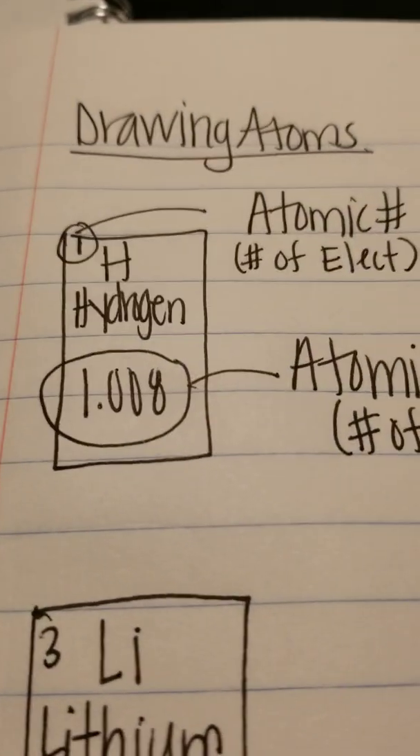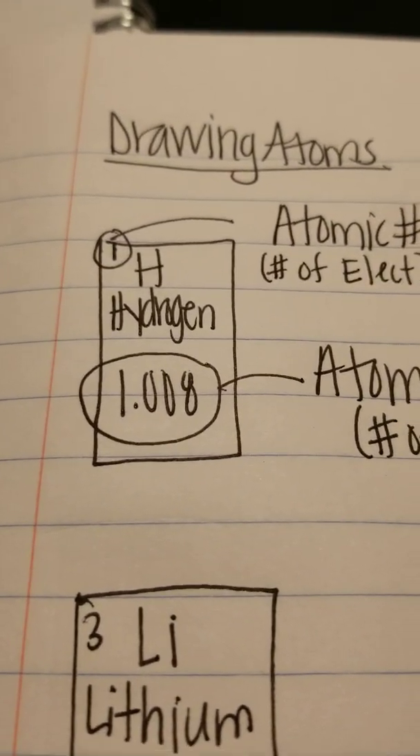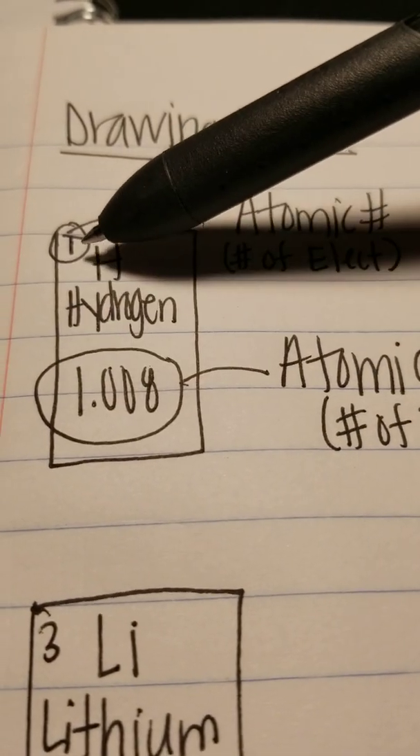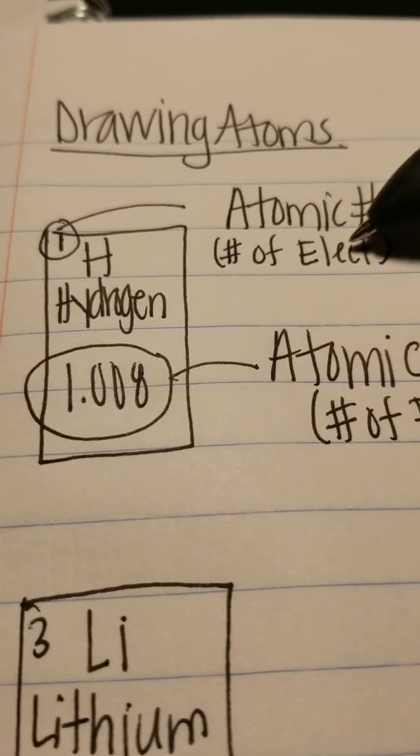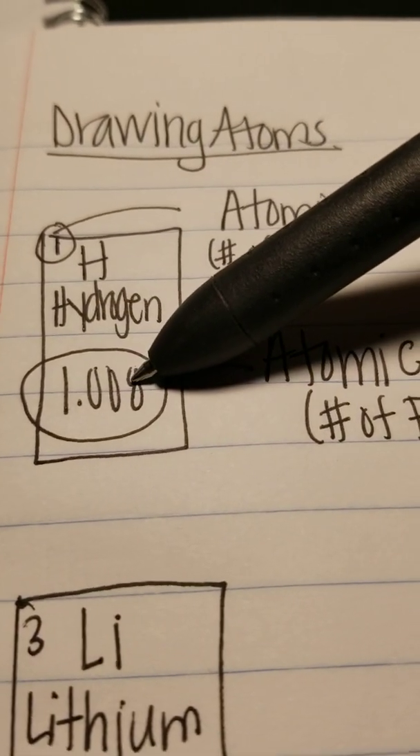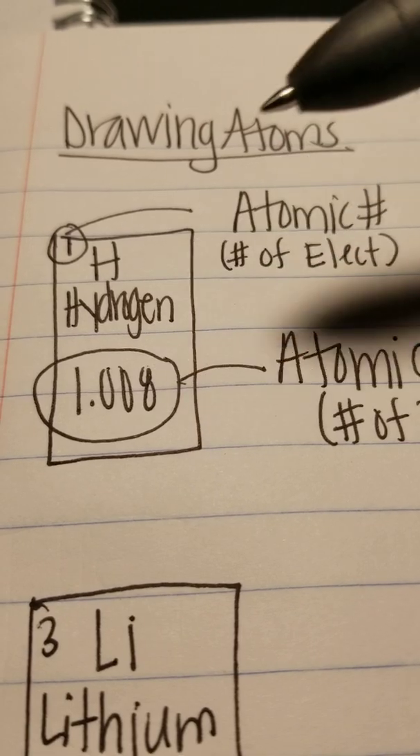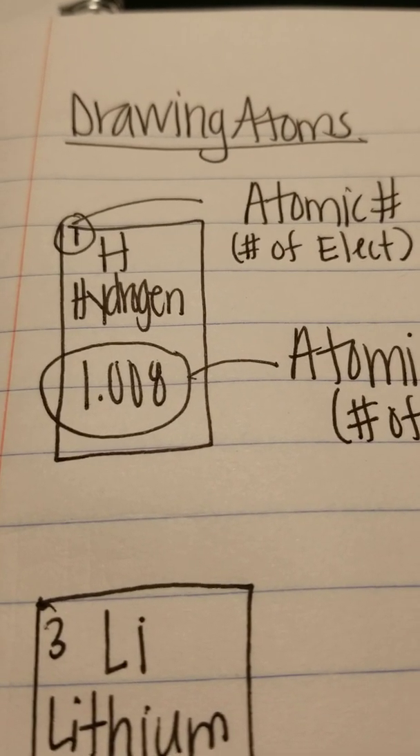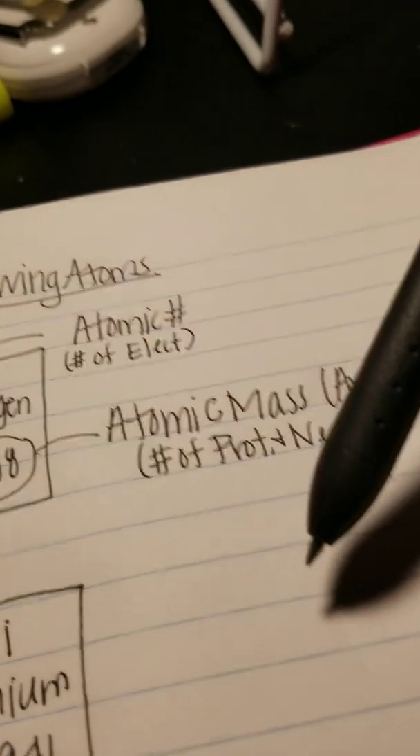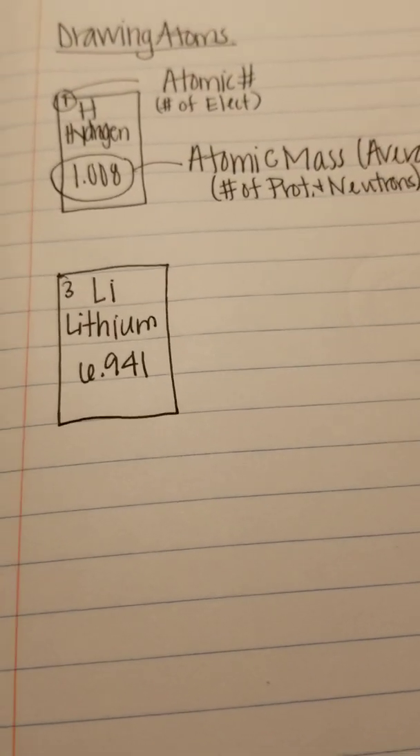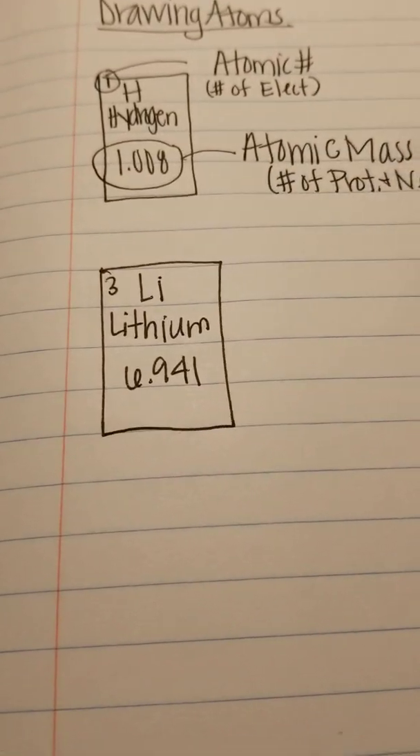So here's hydrogen, and I just literally copied what was off of the periodic table. And there's a 1 up here, and that's the atomic number, and that's the number of electrons. And then you have your mass, which is an average because we don't deal with exact numbers, because we're not in high school chemistry. And that's the number of protons and neutrons. Okay, so then let's go down here to this one.